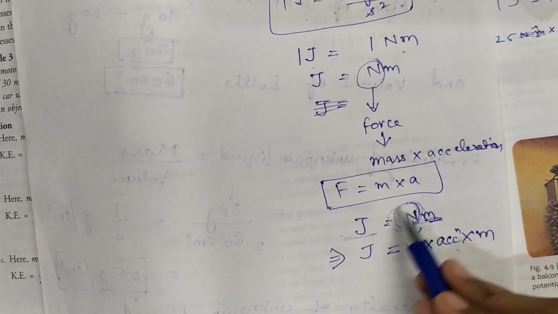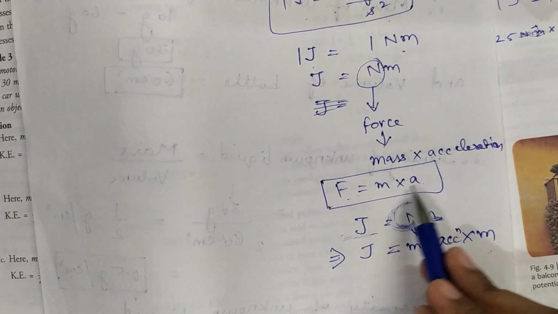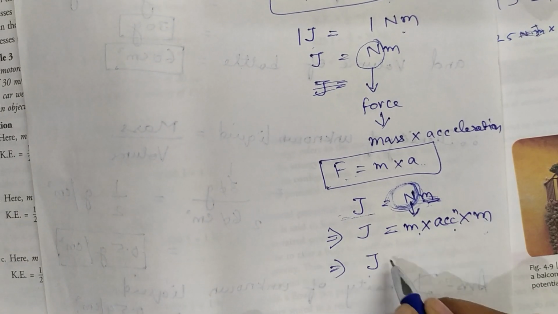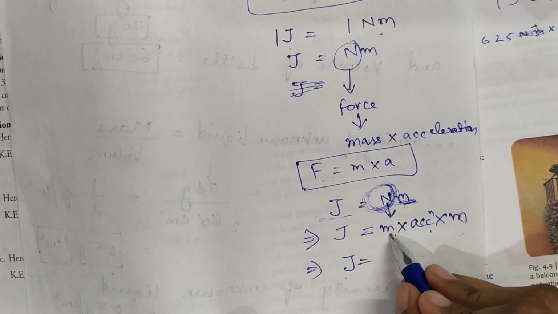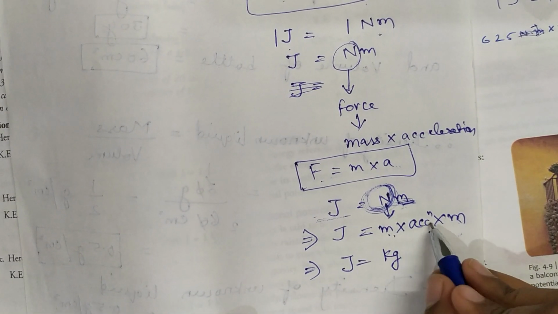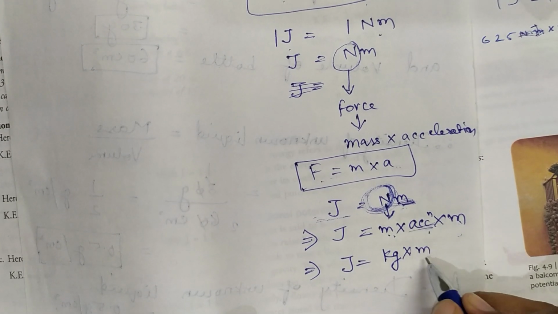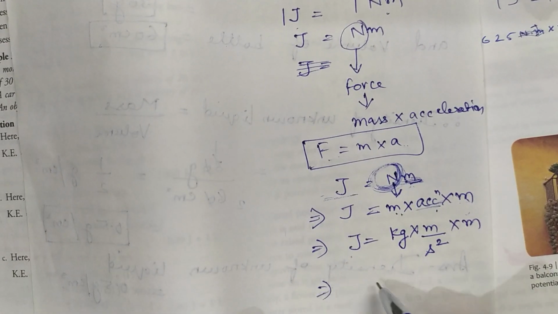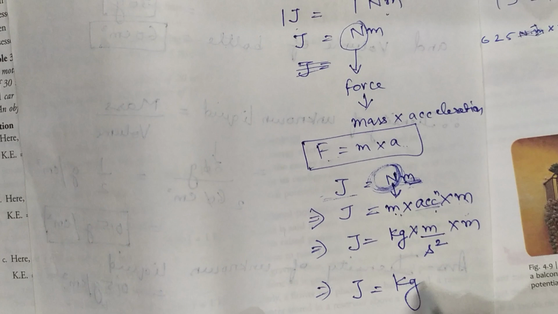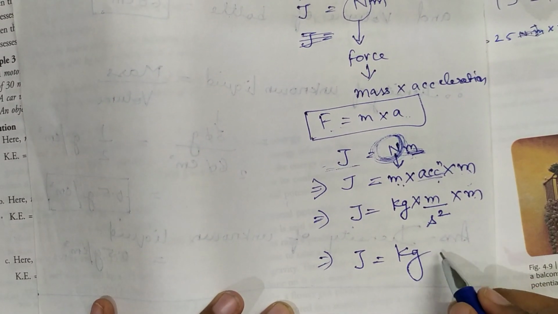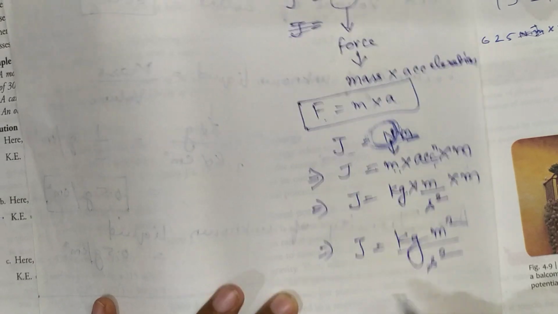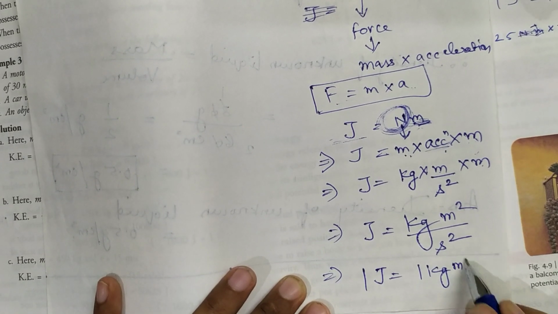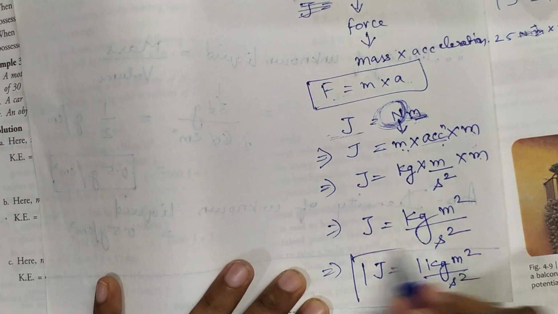Newton is nothing but the unit of force. And what is the formula for force? Mass into acceleration. So mass into acceleration into this meter. Now joule is equal to, what is the unit of mass? We take the standard unit kg. What is the unit for acceleration? Meter per second square. And this meter was already there. So joule is equal to kg meter into meter, meter square per second square. Or you can write 1 joule is equal to 1 kg meter square per second square.